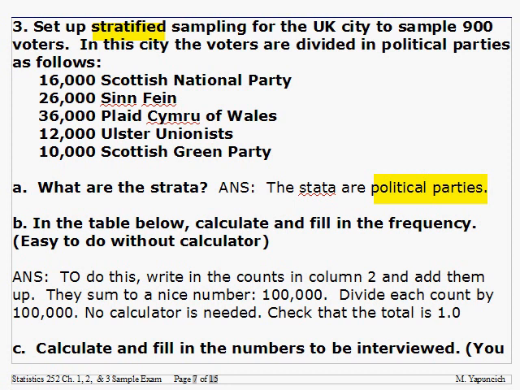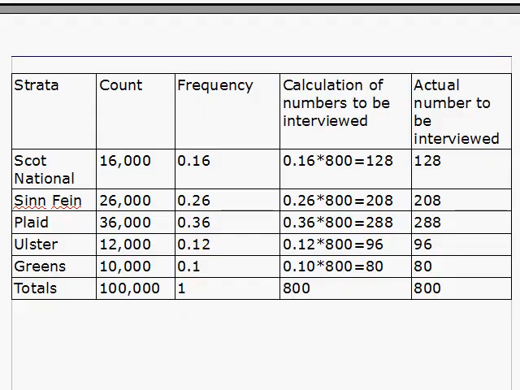If you took 900 voters and got them all out of this party, you're not going to get representation. There's a table below. You have to calculate it, fill in the frequency. Is this easy to do without a calculator? Yes, because they all sum to the nice number of 100,000. So you'll fill in the table like this. You put your strata here, their names, okay? Then you put how many people, the count, how many people are in each party. Total that up, because you're going to need that total. In this case, it's 100,000. To get the frequency, you divide the 16,000 by 100,000. Now, if you've got problems with that, you might want to practice before the test.